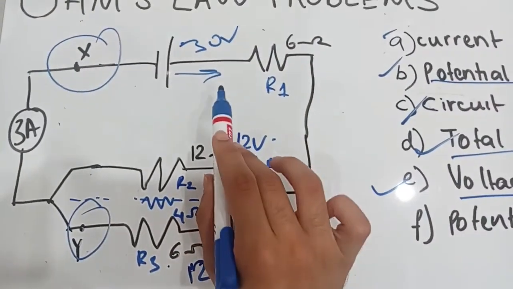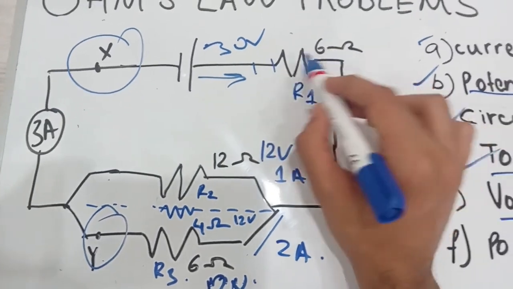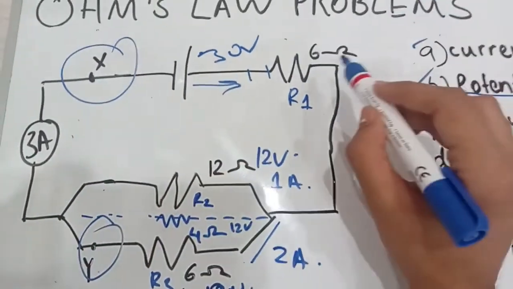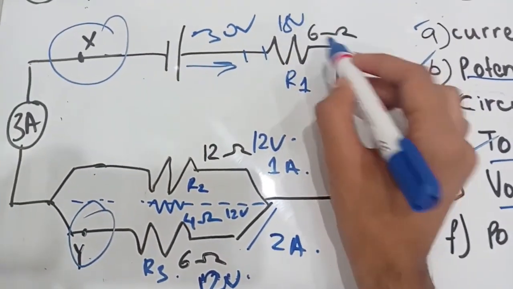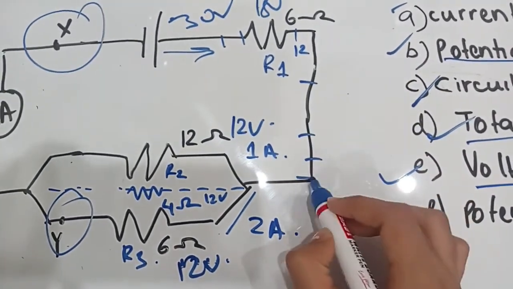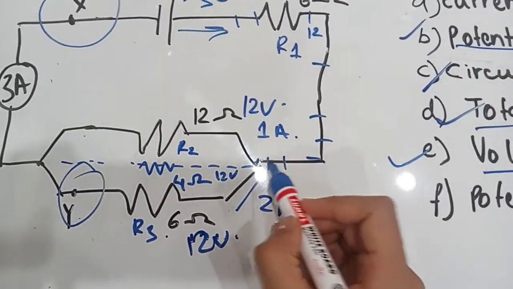Okay. 30 volts starts going through here, 30 volts here, 30 volts here. And we remembered that this takes up 18 volts because 3 amps multiplied by 6 ohms is 18 volts. Okay, so you take up 18 volts, you get 12 here, 12 all the way along. Now, you have 12 volts at this point.